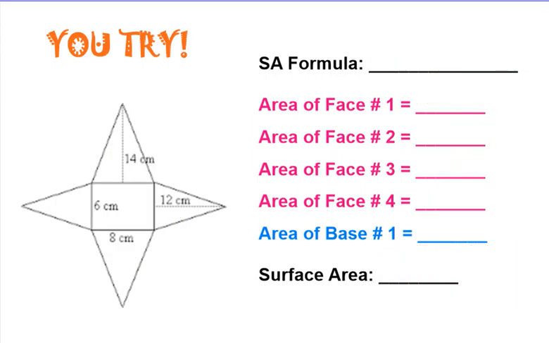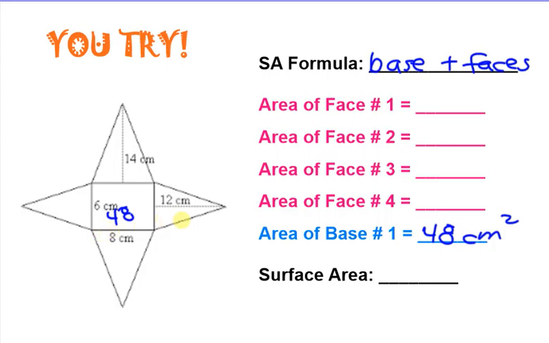Alright, this last one I actually want to do with you because it is a rectangular base. I thought I had more examples of that, but that's okay. So we're going to actually do this one together. So the formula is the same. We're going to do base plus faces. And as always, I'm actually going to start with the base first. So here I have a length of 8 and a height of 6, which is going to give me 48. So I have 48 centimeters squared.